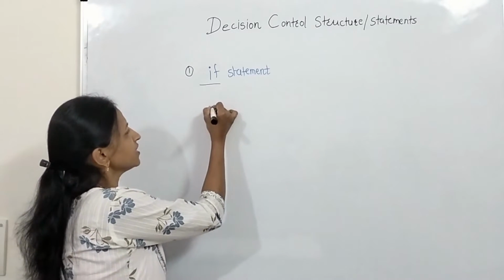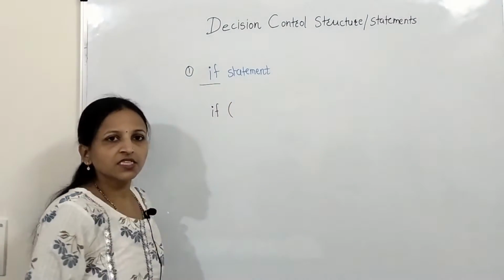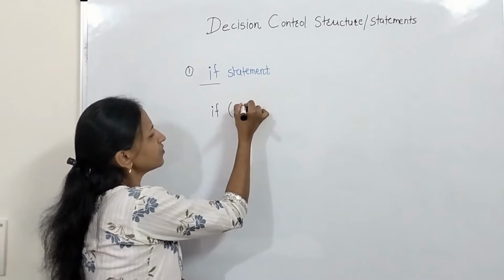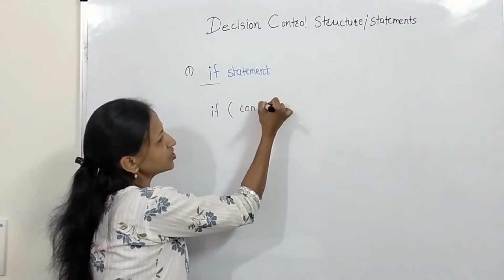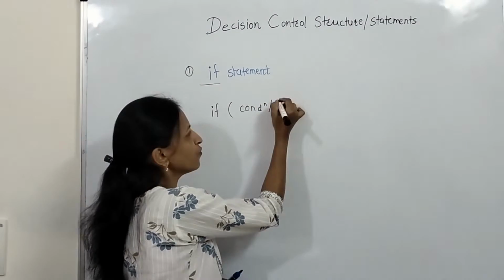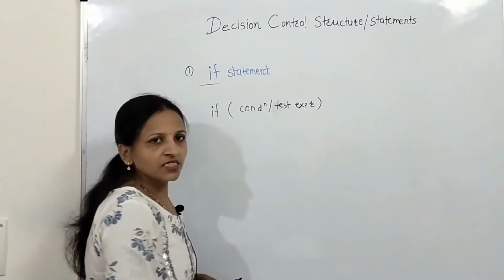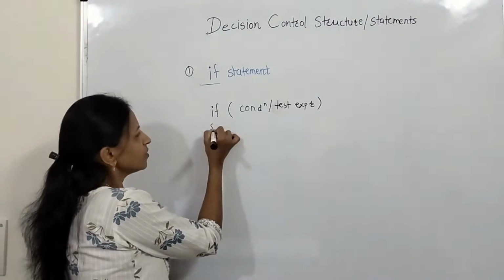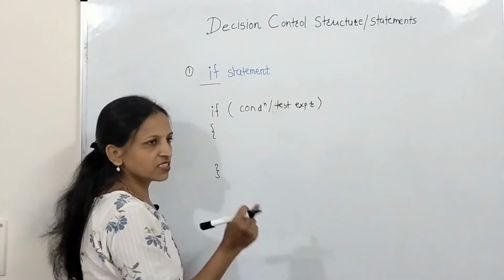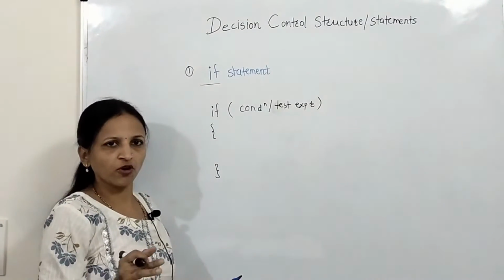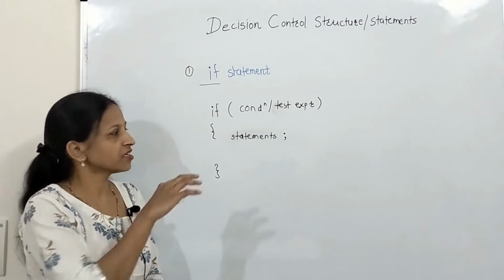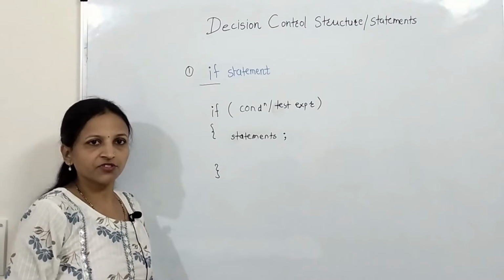Just first write the if keyword, then write the opening round bracket, meaning parenthesis. Then here we have to place that condition, or you can write here test expression, meaning whatever you want to check. Then close this parenthesis, then an opening brace and a closing brace. Here we can write one statement, two statements, or any number of statements. This is the general syntax of using the if statement.